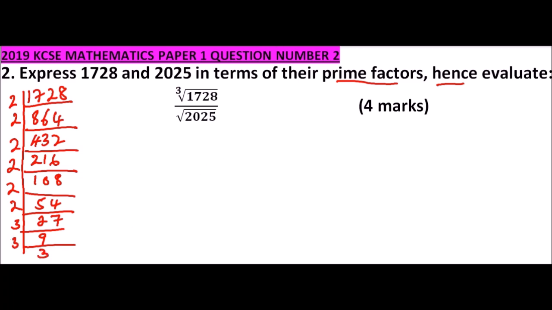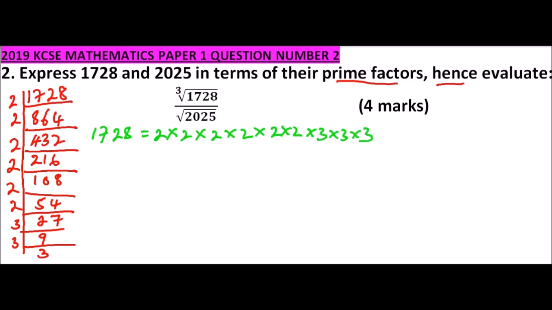What this means is that the prime factors of this number, that is 1728, is the same as 2 multiplied by 2 multiplied by 2 multiplied by 2 multiplied by 2 multiplied by 2 multiplied by 3 multiplied by 3 multiplied by 3. These are the prime factors.